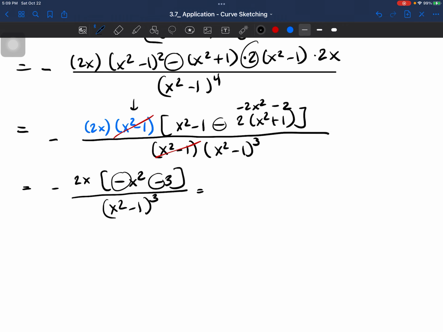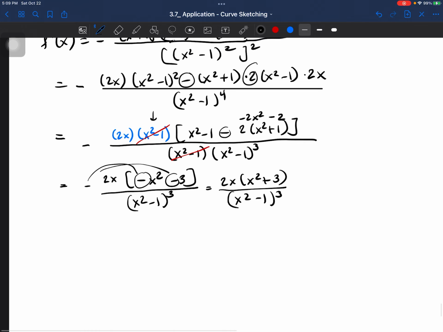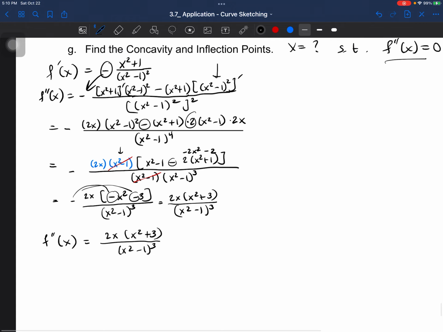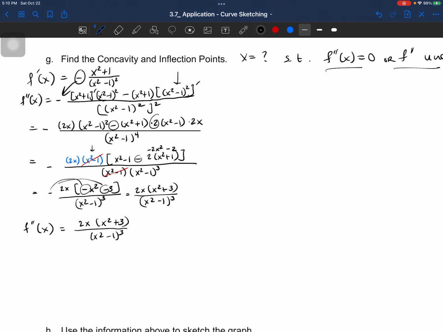And on the denominator, we still have x squared minus 1 to the third power. All right, and we can also maybe factor that negative, or we can distribute this negative, whichever we want. So it would be 2x times x squared plus 3, over x squared minus 1 to the third power. There you go. So we found the second derivative. It requires a lot of algebra. Okay. So there you go.